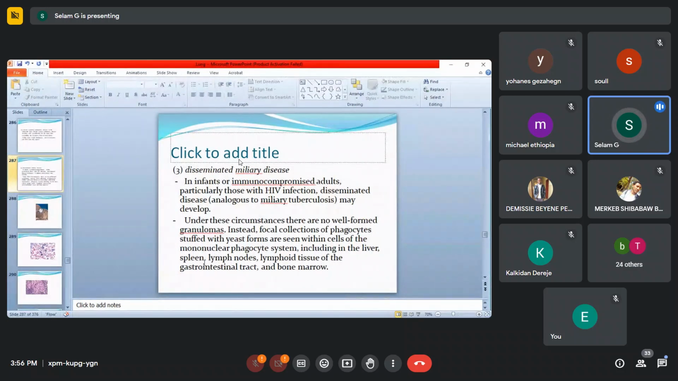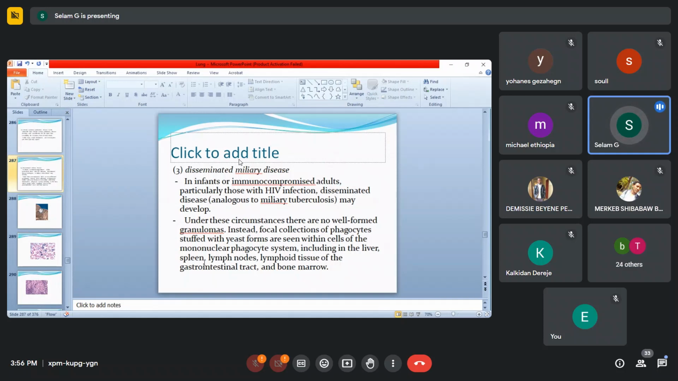Under the circumstance, there are no well-formed granulomas. Instead, focal collections of phagocytes stuffed with yeast forms are seen within cells of the mononuclear phagocytic system, including the liver, spleen, lymph node, lymphoid tissue of the gastrointestinal tract, and bone marrow. Because of immunosuppression, there is ineffective T cell activation.